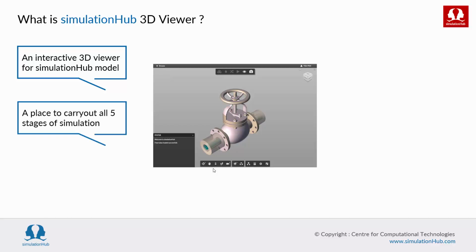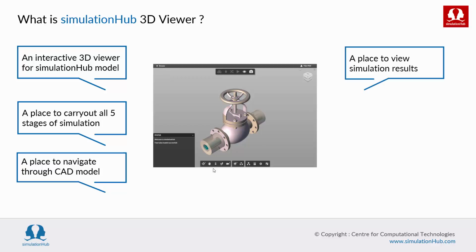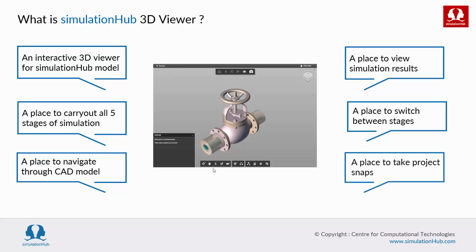It is a place to carry out all 5 stages of simulation. It is a place to navigate through a CAD model. It is a place to view simulation results given by simulationHub. It is a place to switch between different stages of simulationHub. And it is a place to take project snaps like result snaps or CAD model snaps.